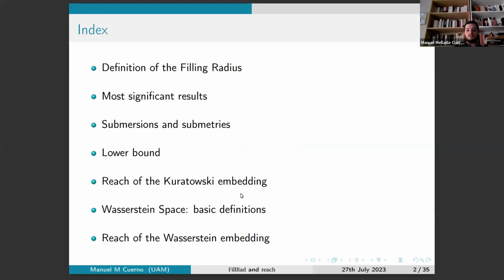This is the index of my talk. First, I will recall the definition of the filling radius and explain some of the most significant results. Then I will show some of my results involving submersions and submetries and lower bounds for the value of the filling radius. And lastly, I will show the reach of the Kuratowski embedding. This will allow me to pass to the second part of the talk, where I will talk about the Wasserstein space and the reach of the Wasserstein embedding. If anyone has any question during the talk, please interrupt me and ask.